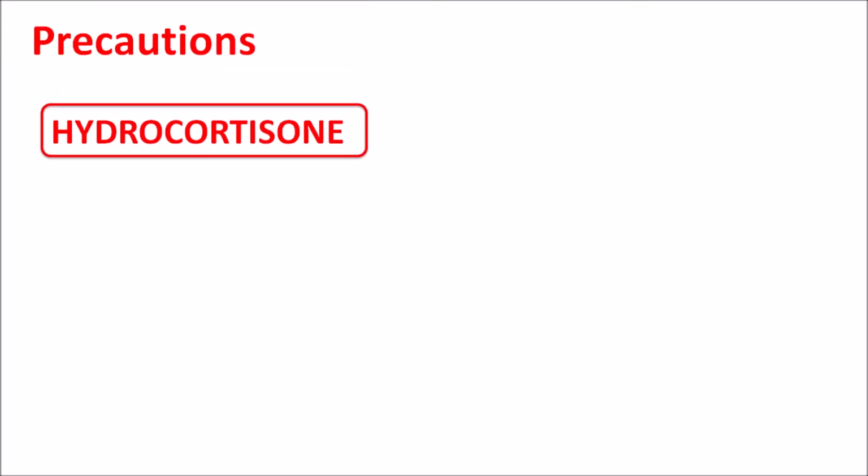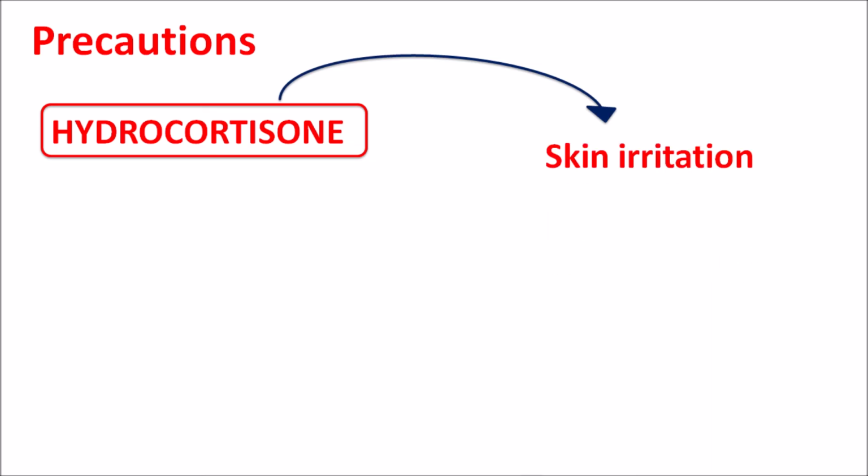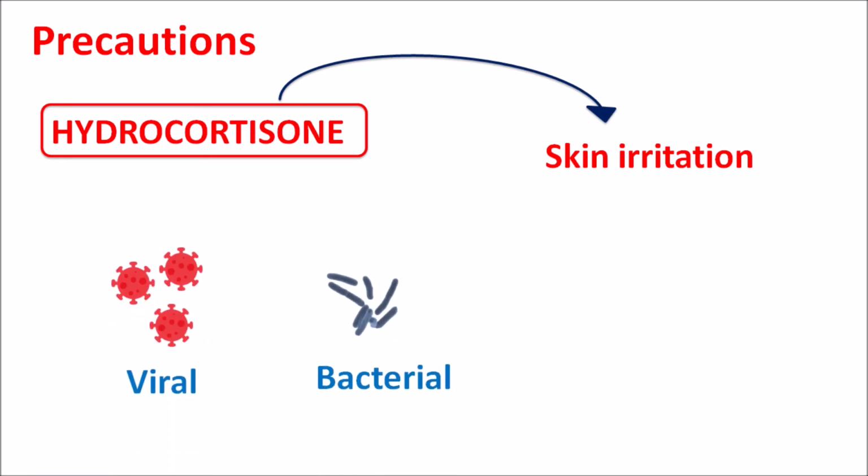Now let us see the precautions of hydrocortisone. One of the important precautions of hydrocortisone is that it can produce some local skin reactions such as skin irritation. So it can produce some burning, stinging sensation. Particularly when it is applied on broken skin, it can increase the skin irritation. And this drug cannot reduce the viral as well as bacterial infections of the skin. So this drug mainly reduces the inflammatory response. In order to reduce these bacterial and viral infections, antibiotics and antivirals should be used along with this hydrocortisone.